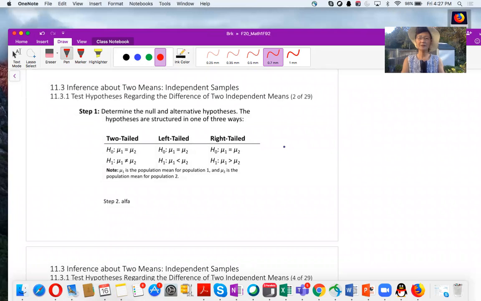Step 1, you need to state the null and alternative hypothesis. There are three situations. Two-tailed test: the null hypothesis is mu1 equal to mu2, the alternative hypothesis is mu1 not equal to mu2. Left tail test: the alternative is mu1 less than mu2, and H0 is mu1 equal to mu2. Right tail test: H1 has the greater than sign, and the null hypothesis is equal.